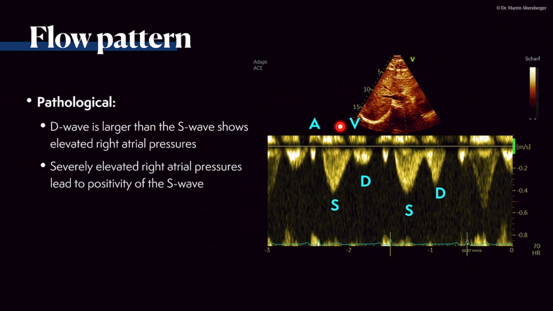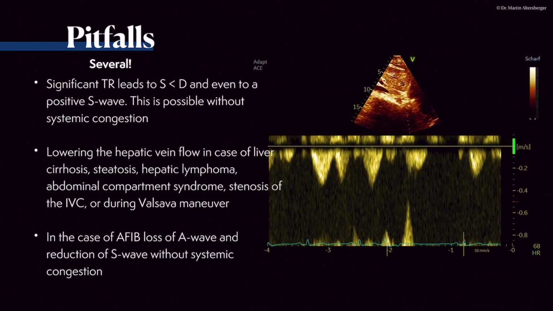So the S wave will be positive. There are several pitfalls. Significant TR leads to a declining of the S wave, and then the S wave is smaller than the D wave, and even a positive S wave is possible. This is tricky, even possible without systemic congestion at all. So you should have more measurements and more signals, not just the one.